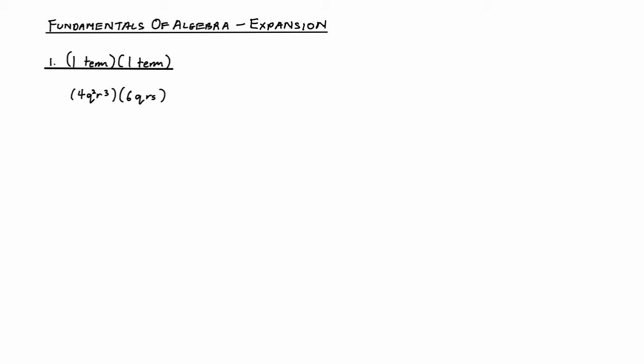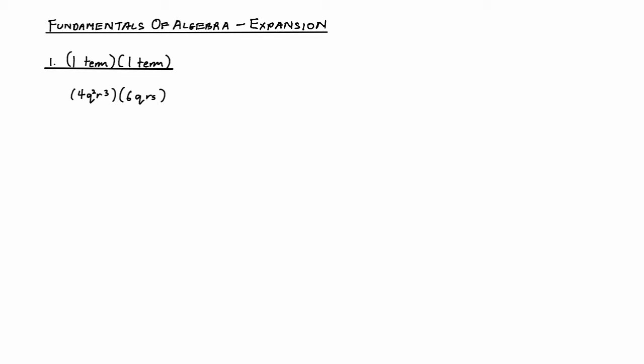Okay, so let's deal with the first variant. It's one term by one term. Why is it one term? Because there's no plus or minus, right? So there's one term on the left bracket and one term on the right bracket. Now remember, the sequence is always sign, number, alphabet, sign, number, alphabet.